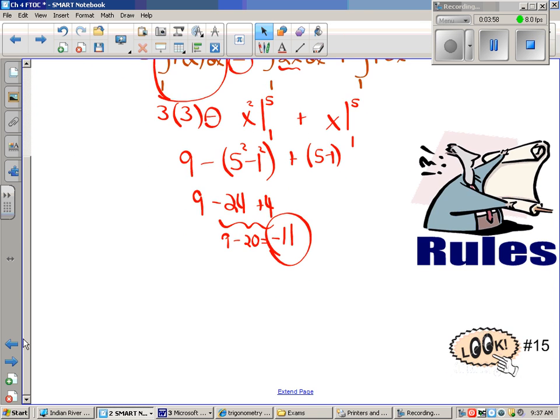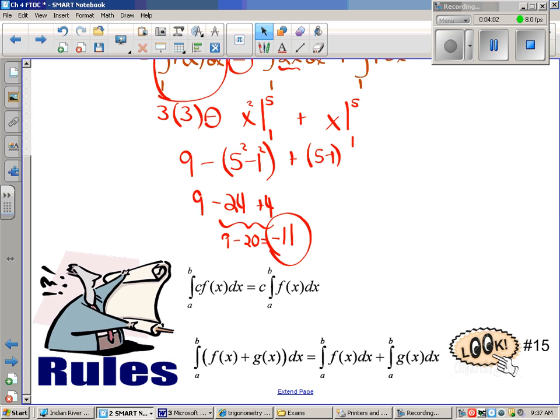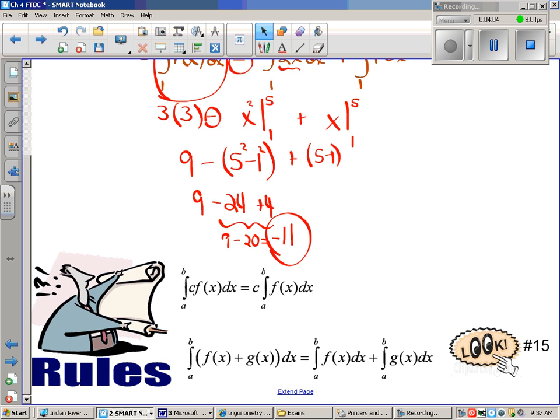So that being said, basically what this is illustrating is that these are the two rules that we're dealing with. If we have c, or some constant times a function, we can actually pull that constant out in front and do the integral separately. In addition to that, we looked at the fact that you can split up an integral, that you are, in essence, distributing that integral sign to both of them. Both of them are being evaluated over the same interval, and that allows us to do that.